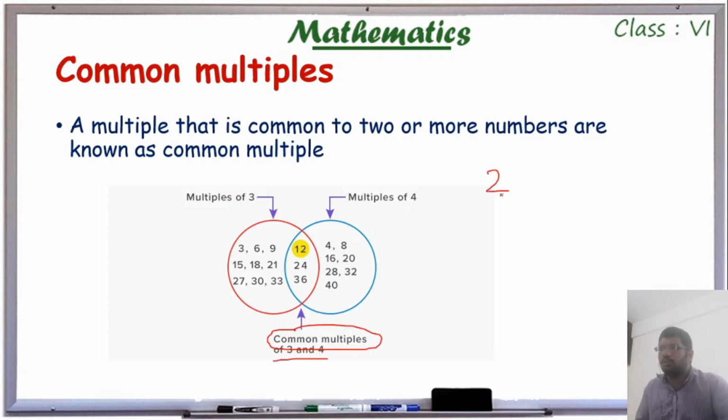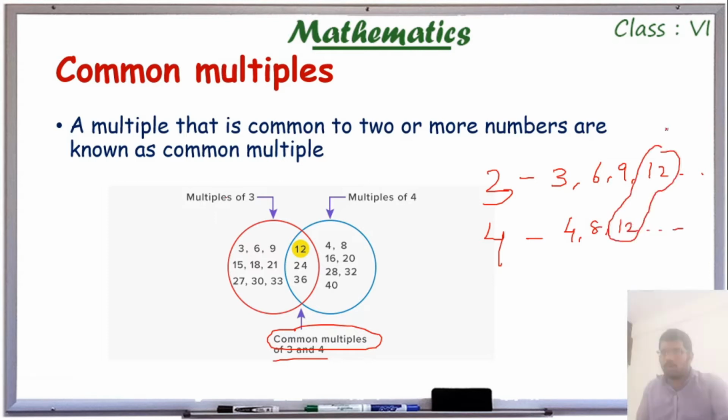Multiples of 3 are 3, 6, 9, 12, etc. Multiples of 4 are 4, 8, 12, etc. So there are some common elements in the multiples of 3 and multiples of 4. These common elements are called common multiples. Common factor means if the factor is the same for two or more numbers, then we call it a common factor. And in the case of multiples, if the multiples are common, then we call it a common multiple. Through some examples we can understand this.